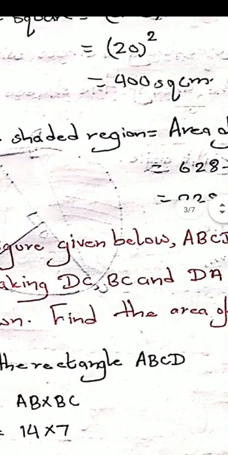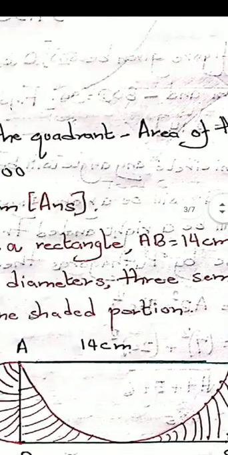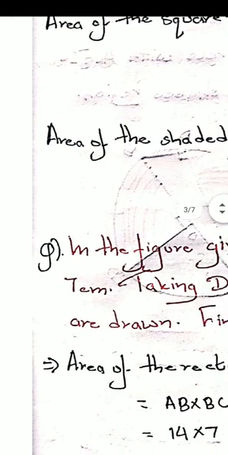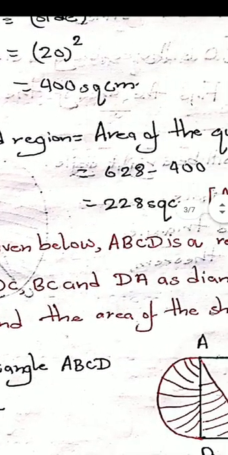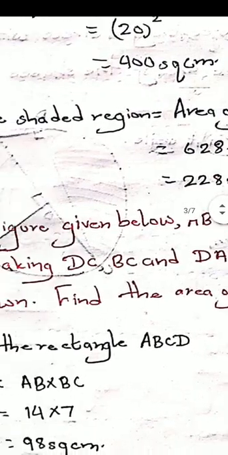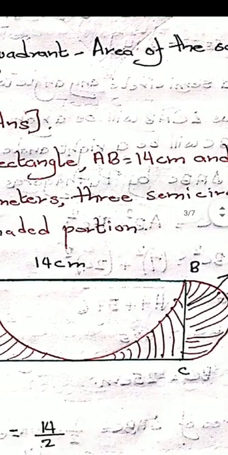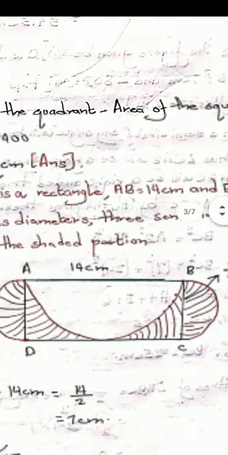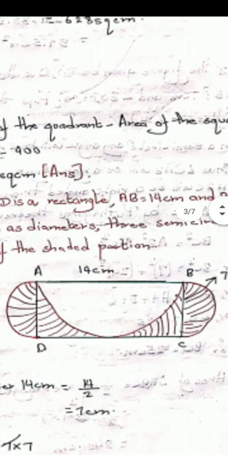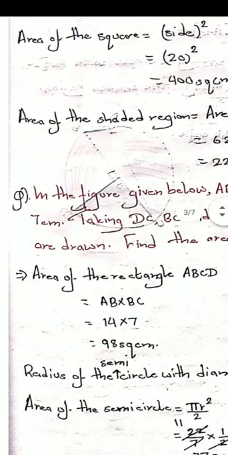In the figure given below, ABCD is a rectangle. AB equals 14 centimeter and BC equals 7 centimeter. Taking DC, BC and DA as diameters, 3 semicircles are drawn. Find the area of the shaded portion. Okay, so this is the diagram that I have in hand. So ABCD is a rectangle with side 14 centimeter and BC equals 7 centimeter.